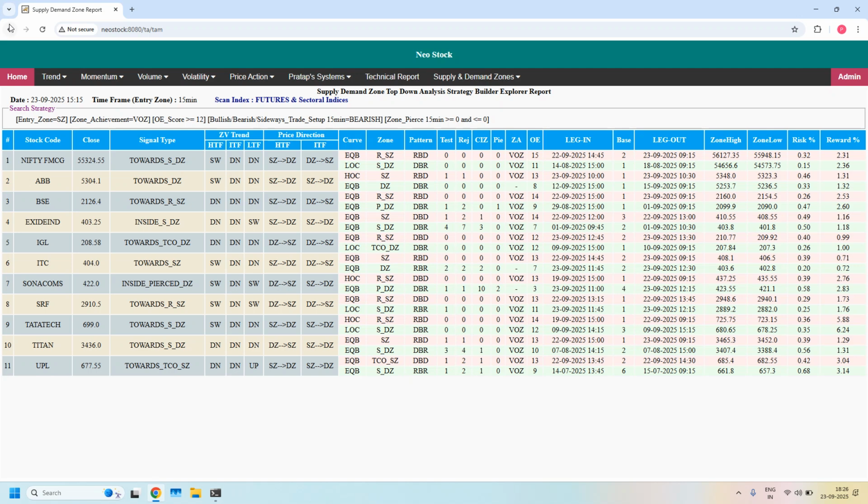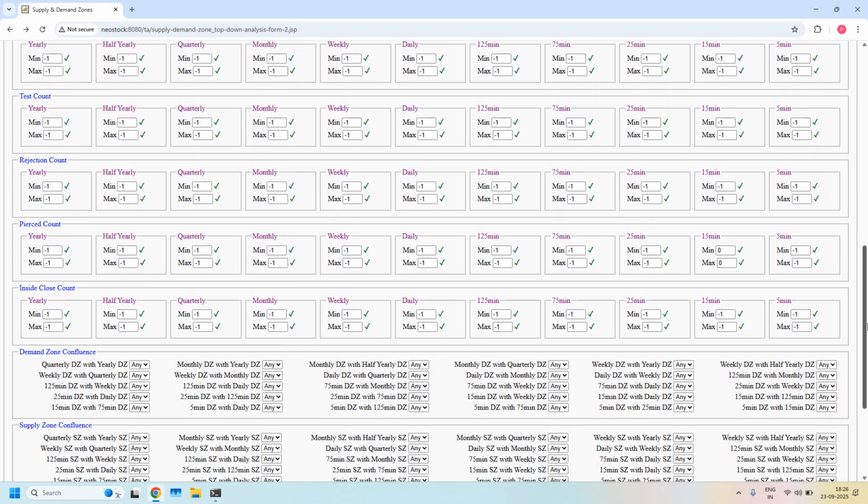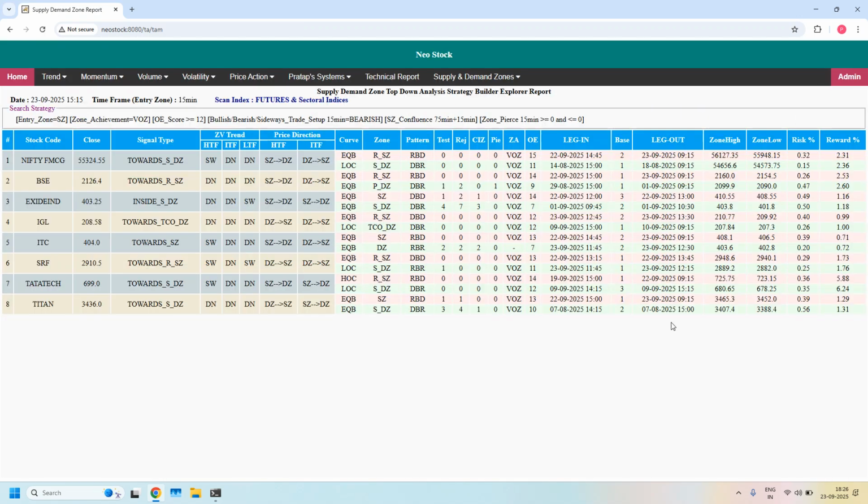15-minute supply zone. So I'm going back to the supply zone confluence. I'm enabling the filter 15-minute supply zone with 75-minute supply zone confluence, that is LTF and ITF supply zone confluence. With this filter, we got 8 stocks out of 11. In all the 8, these 15-minute supply zones are overlapped with the 75-minute supply zone.